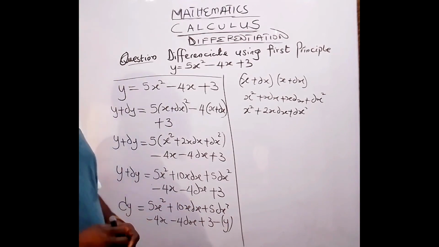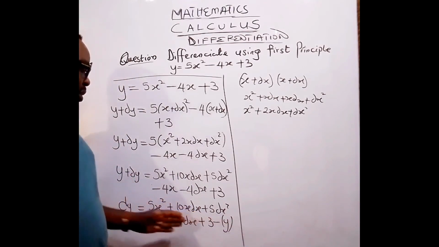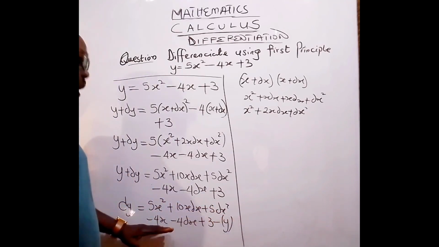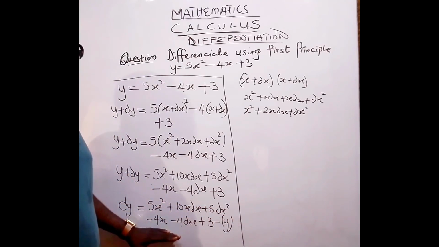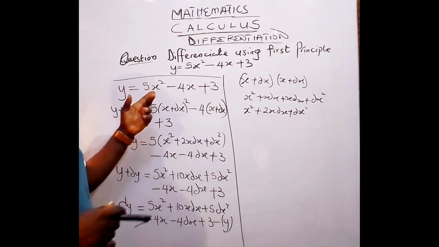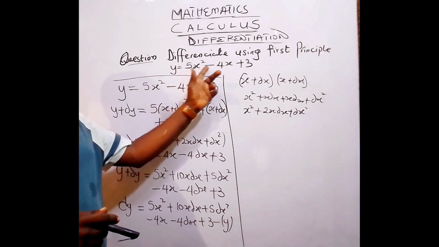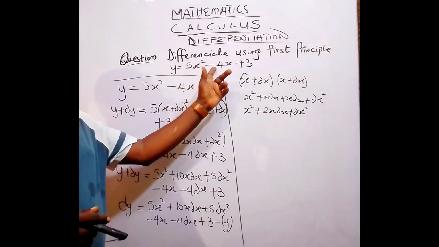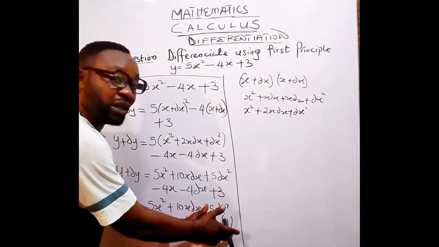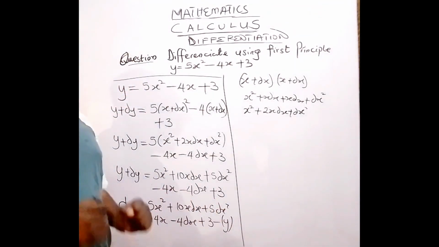Now you have transferred this y to this side. What do I mean by that y? What is the value of my y? Because all the variables here must be x variables. If you look at the question given to us, y is equal to 5x squared minus 4x plus 3. That one is now going to come in the place of this y. I think you get it that way.